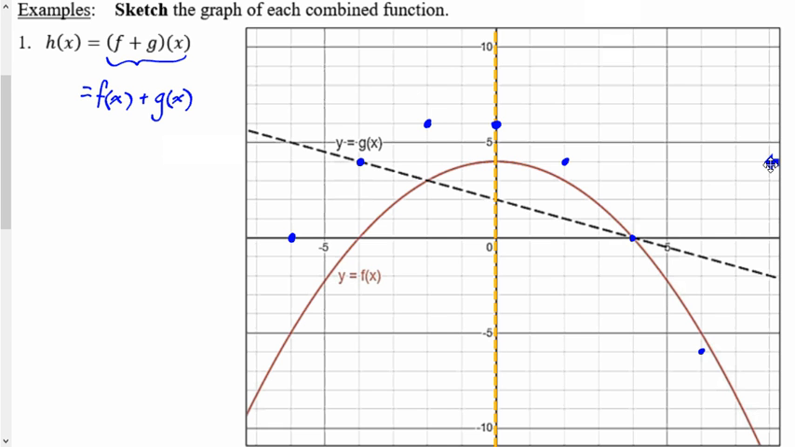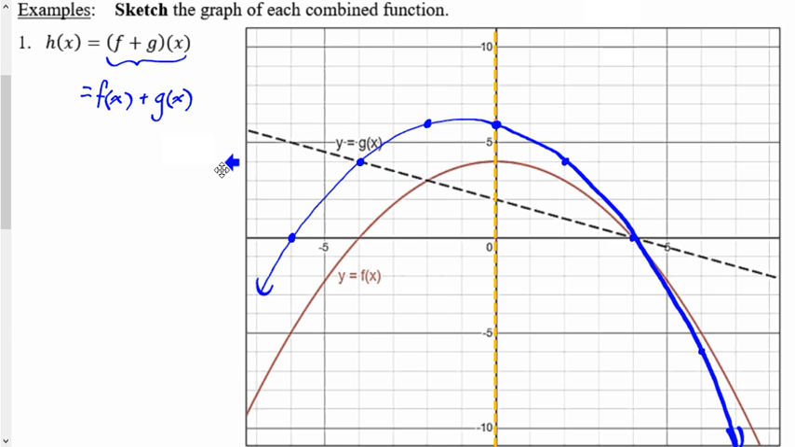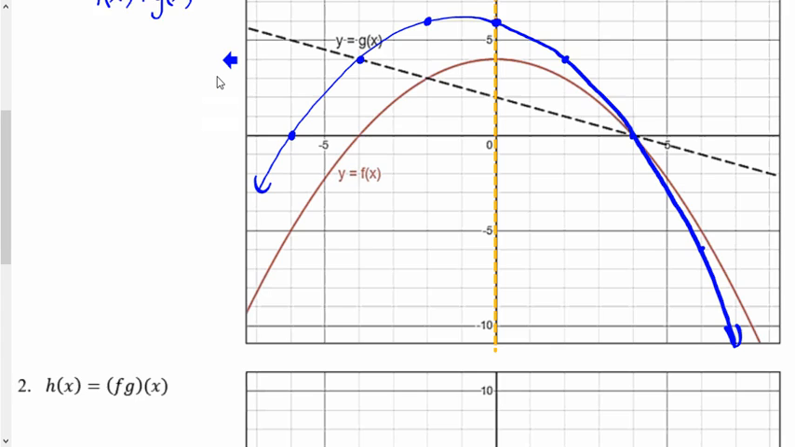This will not be pretty because I'm drawing it. I drew it fairly roughly, but that's as good as I could get. So this is what the sum of f of x plus g of x looks like, or f plus g of x. They mean the same thing. There we go. That's question one, where we're adding two functions together.